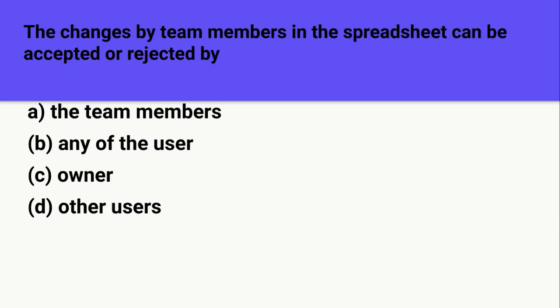The changes by team members in the spreadsheet can be accepted or rejected by, suppose the same sheet is using, we have shared the sheet and the sheet is using different user. So the question is, the changes by team members in the spreadsheet can be accepted or rejected by the owner. Owner can decide which changes he need to accept or reject.